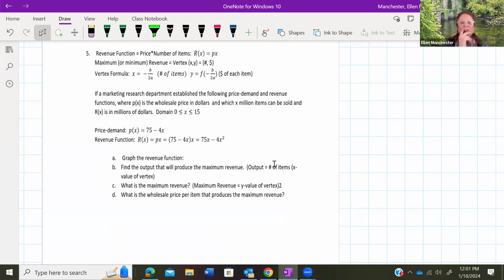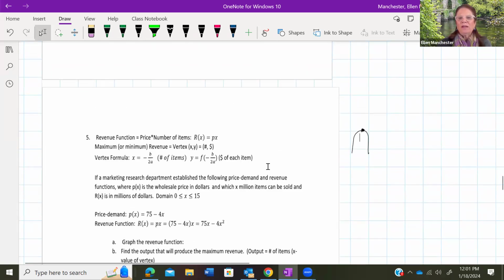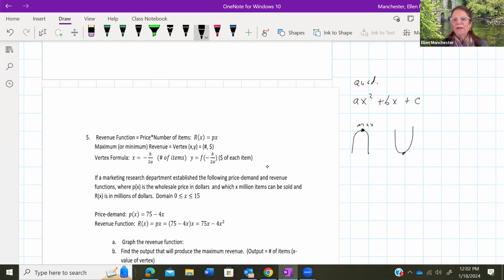The other part of the review is remembering maximum and minimum, finding maximum and minimum. So remember, when we're dealing with a parabola, we're dealing with a quadratic equation. And a quadratic equation always has the x squared as your highest exponent. So this is your quadratic. Okay, so you have a maximum, or if your quadratic has a negative first term, then you have a minimum.